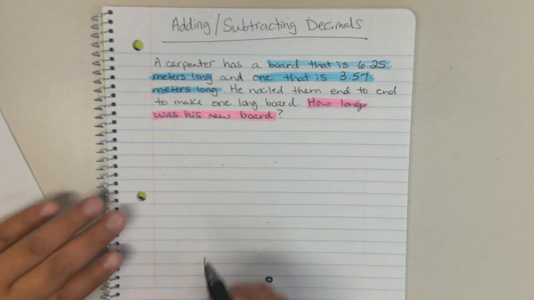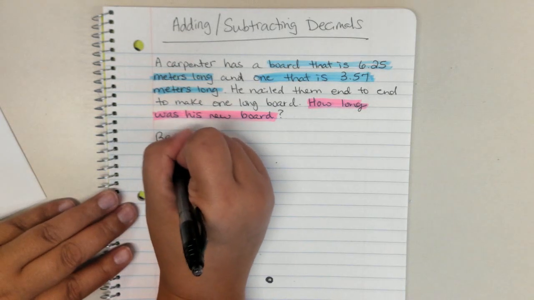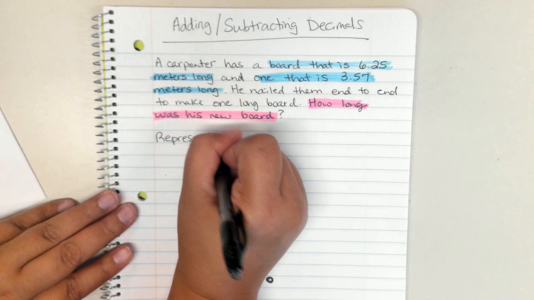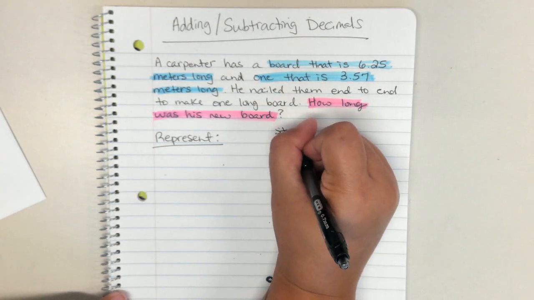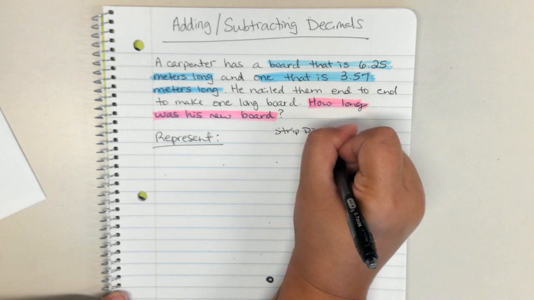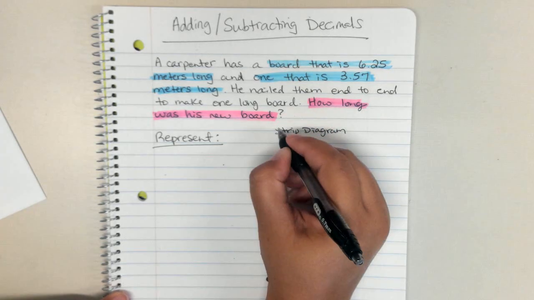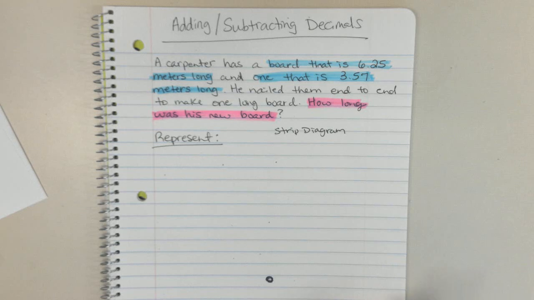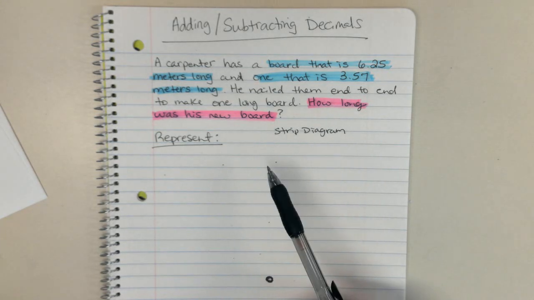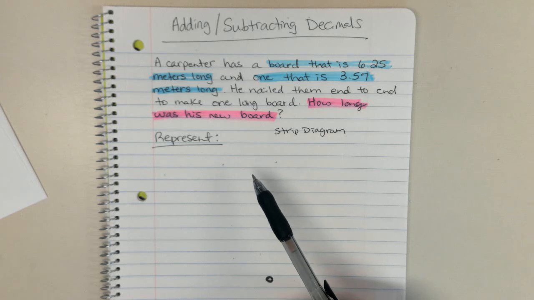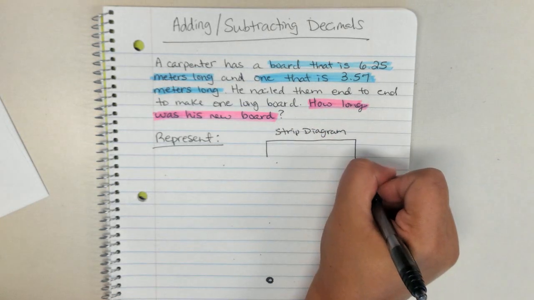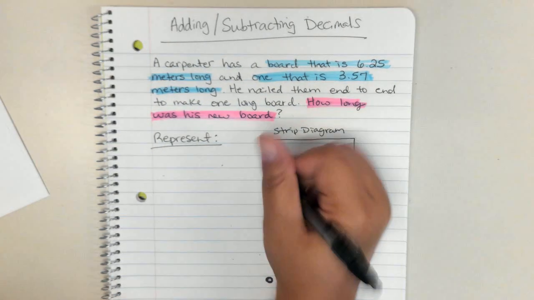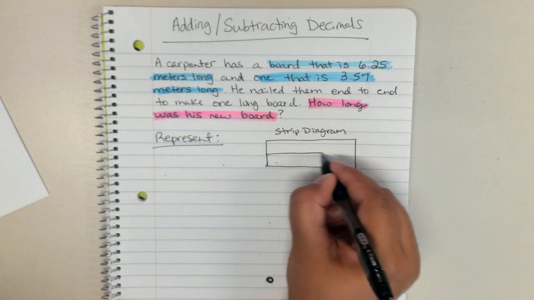So I'm going to first represent my problem. My representation can be in many different forms. I can use a strip diagram. So if I was going to do a strip diagram, if I have two boards and I put them together and I want to find out how long the new board is, I know that I would have to add that together to find the total of the new board. So I'm going to create a strip diagram.